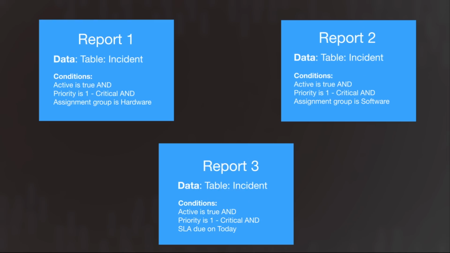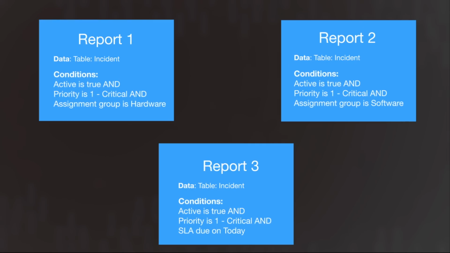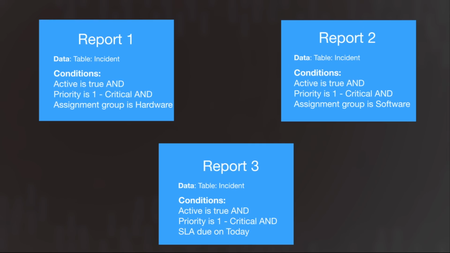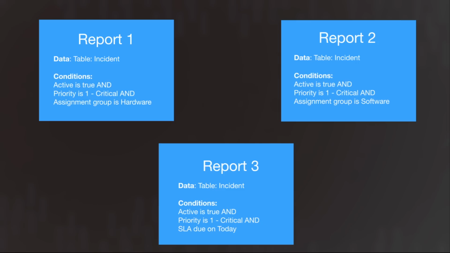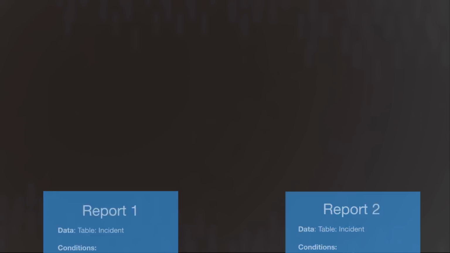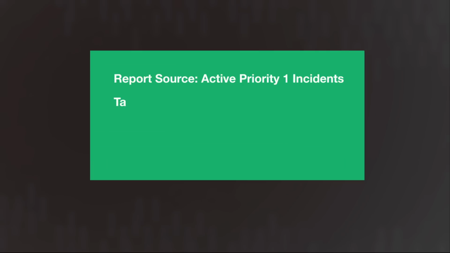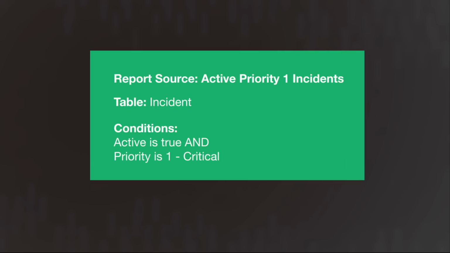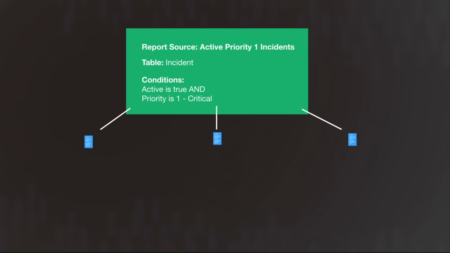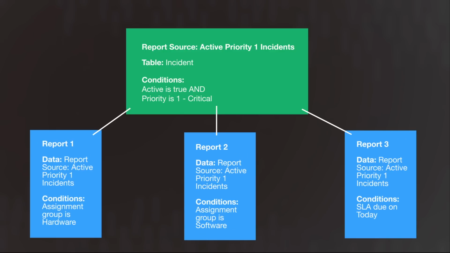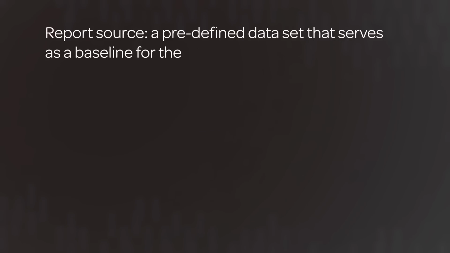When the data field specifies a table, the report creator must provide all the conditions for each report, even if many of the conditions are the same from one report to another. But a report source defines a standard set of conditions for querying a particular table, which can be reused. So when report creators base a report on a report source, they don't have to define those repetitive conditions in their reports. Think of a report source as a predefined dataset that serves as a baseline for the creation of reports.